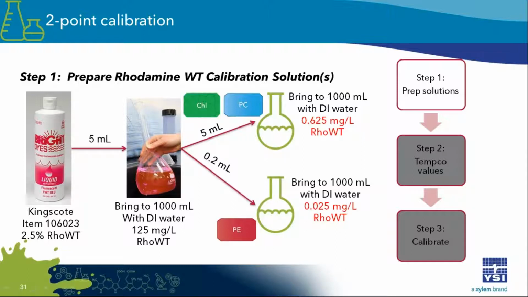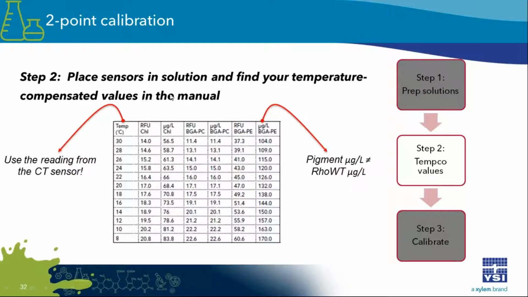Now that's the first step, preparing your solution. The next step is to fill up that calibration cup to the line as described in the manual, and find your temperature values using this table in the manual. You can actually read the temperature directly on the sonde or your ProDSS, which should have a conductivity and temperature sensor loaded on it. And then you can pick either the parts per billion of pigment, if that's what you're going to calibrate, or the RFUs, which again is what I recommend. Calibrate one of those two units for the channel of interest using the proper rhodamine solution.